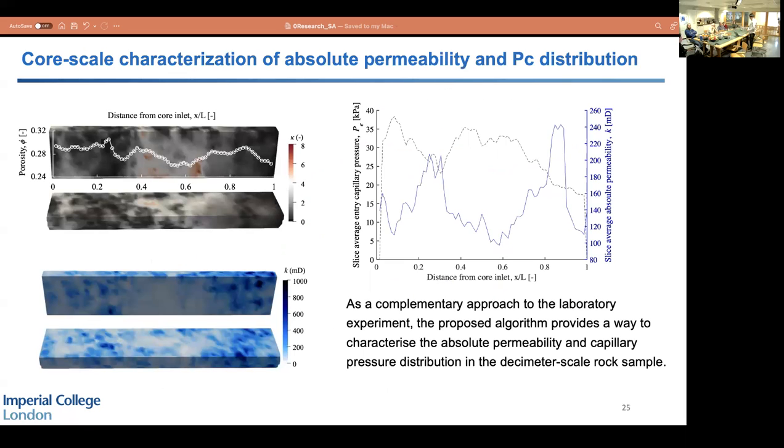So why do we do this one? What can we get from this algorithm compared with the experimental? From the experimental, we can get the porosity distribution. So how can we get the absolute permeability distribution? How can we get the capillary pressure curve distribution?